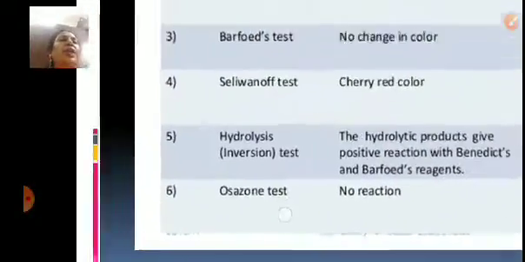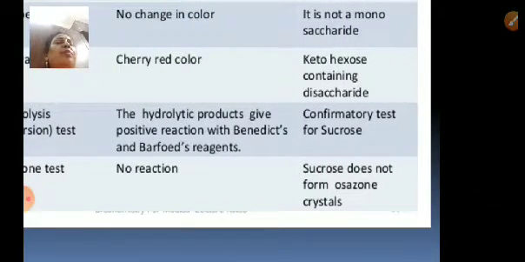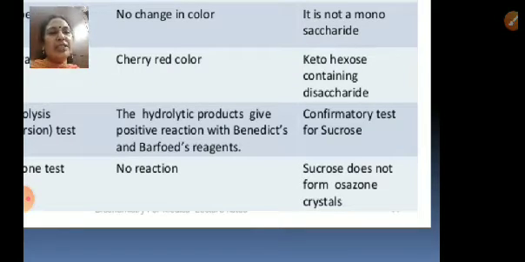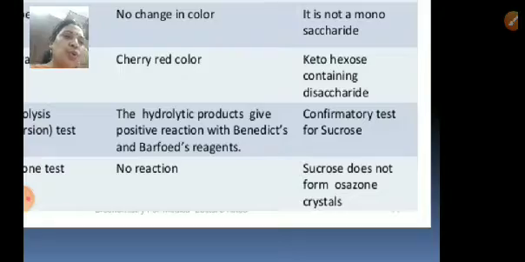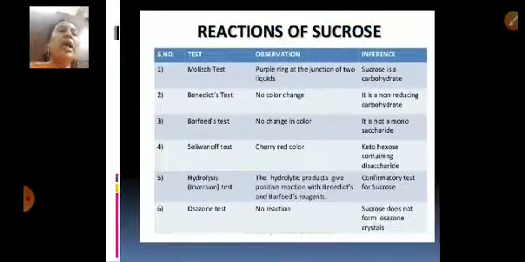Okay, after inversion. We call it inversion because then we separate the glucose and fructose. The hydrolytic products give a positive reaction with Benedict's reagent and Barfoed's reagent. So after hydrolysis, Benedict's test is positive. That means sucrose is made up of two reducing sugars. And Barfoed's test will be positive because now the disaccharide has been converted into two monosaccharide sugars. Then you perform Selivanov's test, which will be positive because fructose is a part of sucrose. And when you perform the osazone test after hydrolysis, you will get needle shaped crystals. So this confirms the presence of sucrose.